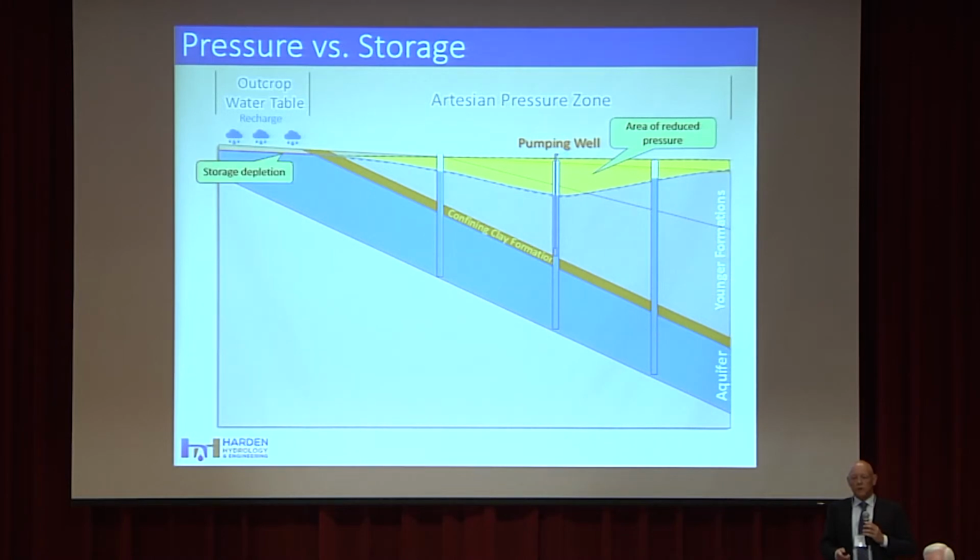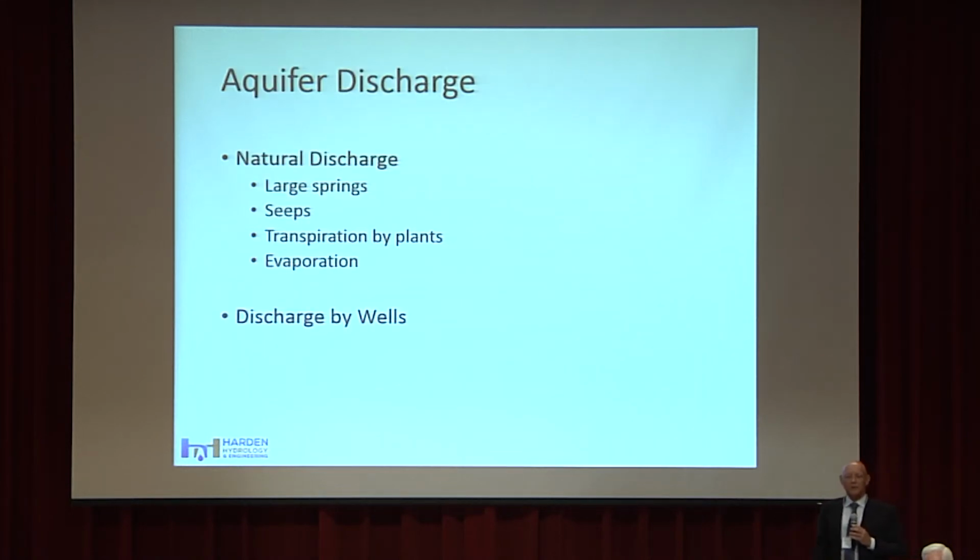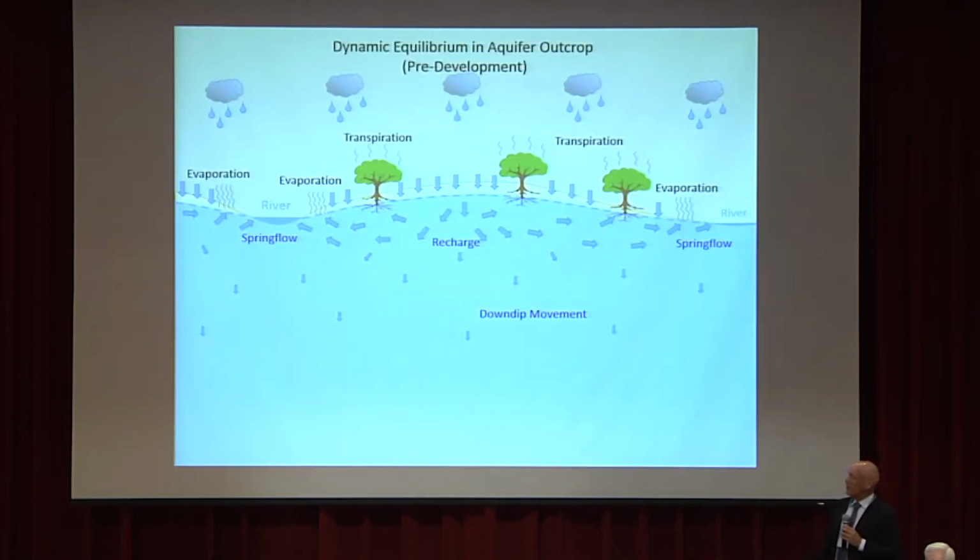So a more important thing is what about the storage depletion up here in the outcrop? That's the source of the water, which leads us to Charles Tice. He wrote a paper in 1940, talked about capture of recharge. Here we have differentiations of natural discharge. That groundwater discharges naturally, spring, seeps, transpiration, and evaporation, versus discharge by wells.